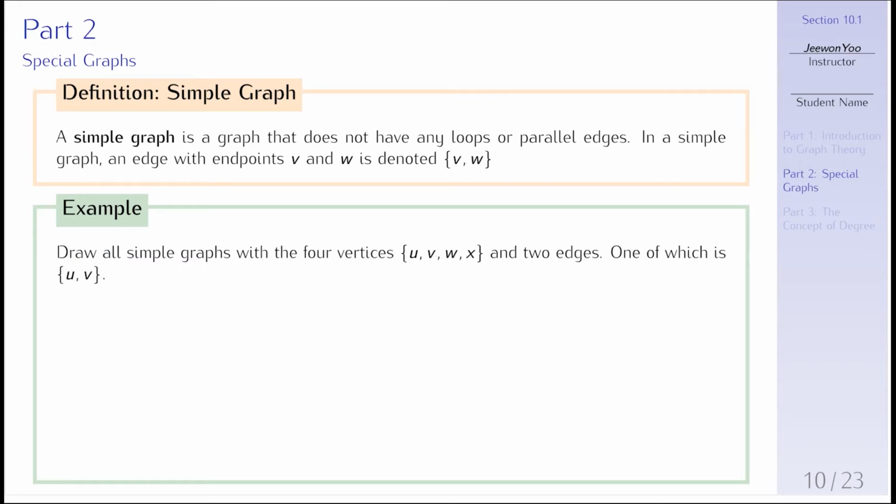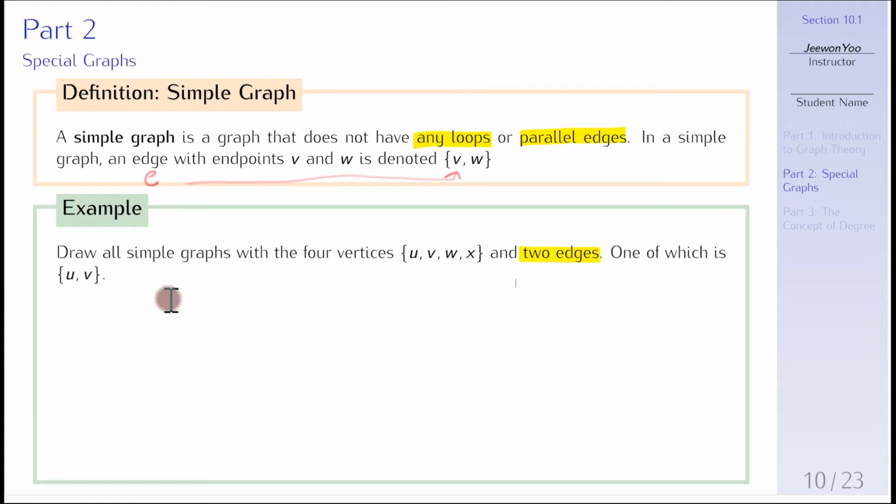I'd like to start this second part of the lesson with the definition of simple graph. A simple graph is a graph that does not have any loops or parallel edges. We denote an edge E to be this set. Okay, so let's start with drawing some simple graphs, given that we have 4 vertices, U, V, W, X, and 2 edges. And here's an important word: 2 edges. We need 2 edges only, one of which has to be U comma V. In other words, there is an edge connecting U and V.